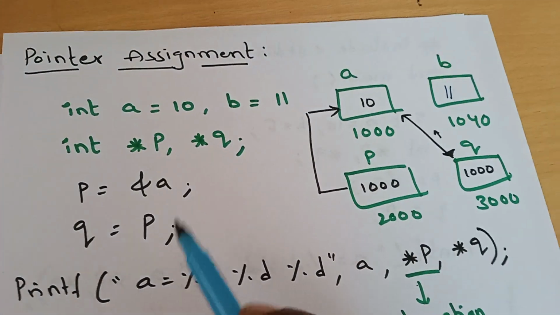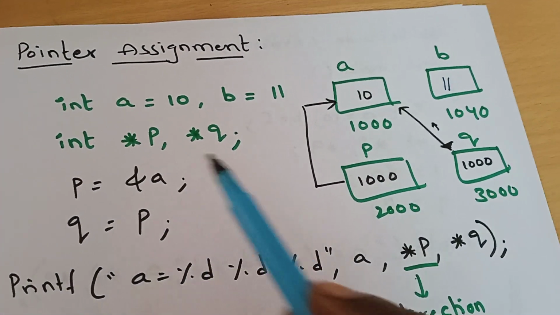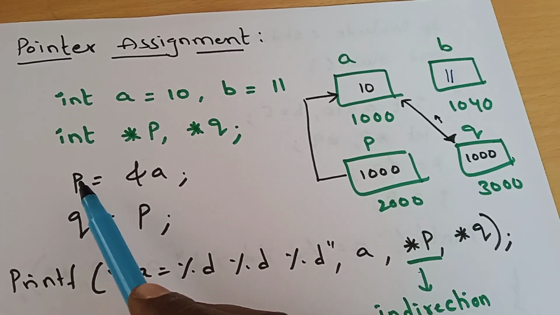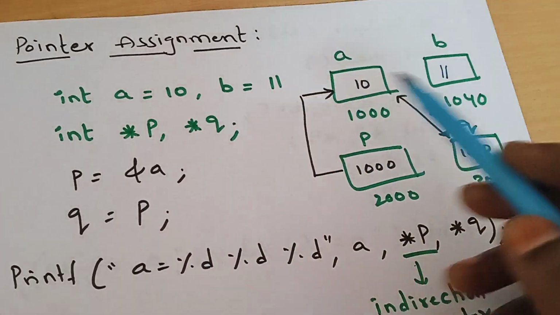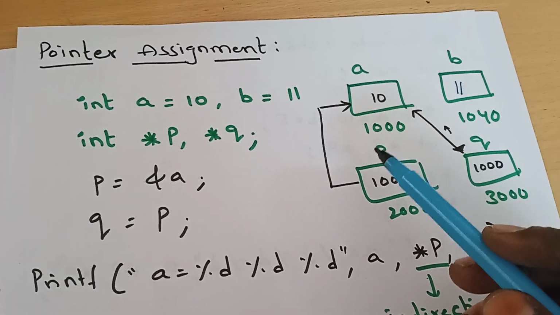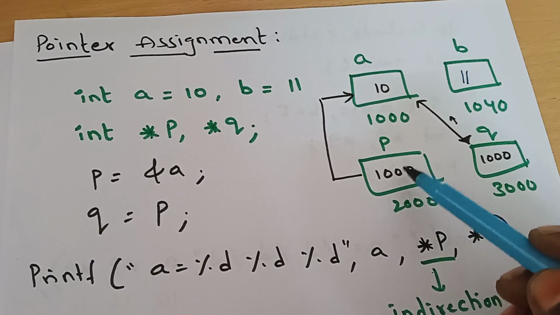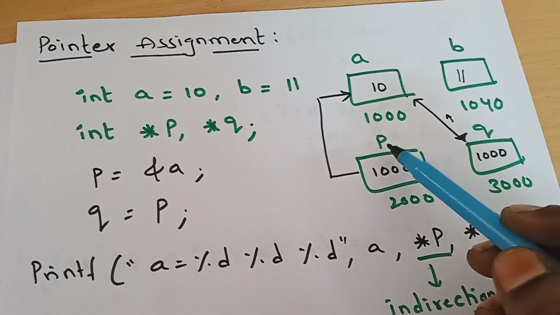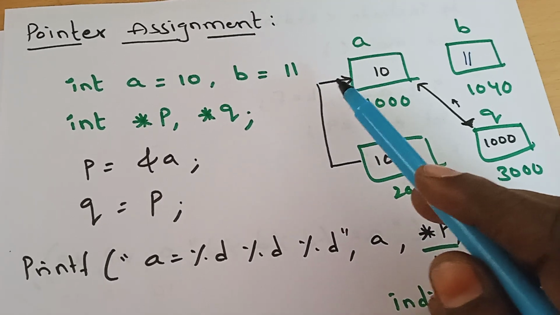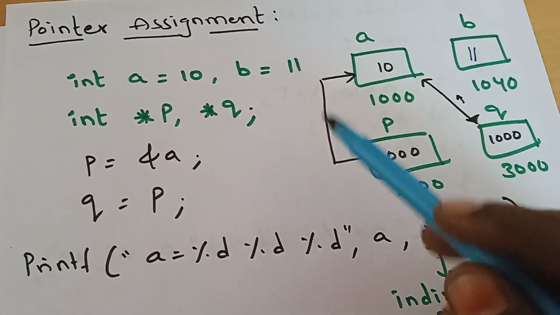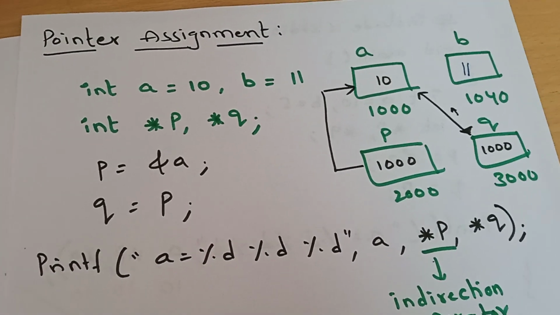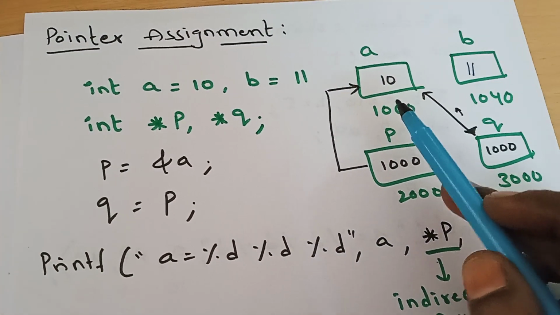Now p is equal to address of a. The pointer variable's value is the address of a. What is the address of a? 1000. That is going to be stored as a value into this pointer variable. Right? Now p refers to which variable? a. p is pointing to the address of a.